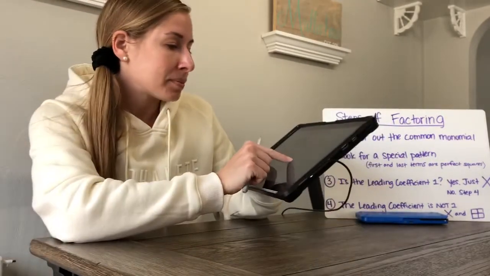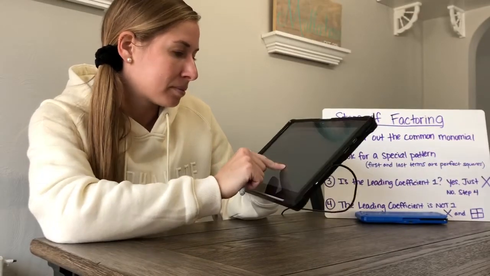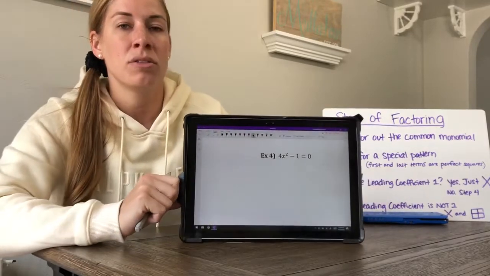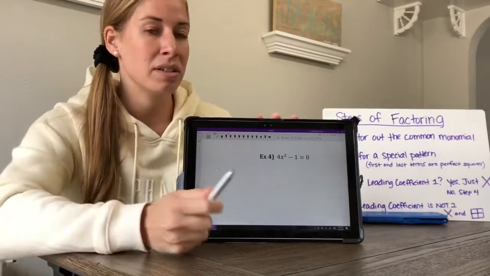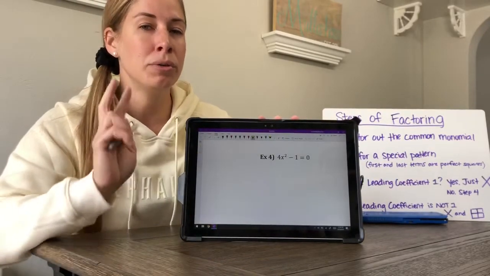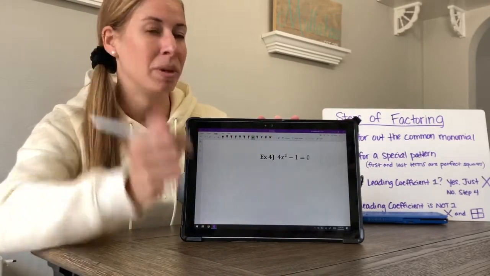All right, number 4. 4x squared minus 1 equals 0. So this one should look a little different. Step 1, is there a common monomial, 4x squared minus 1? No, there are only 2 terms, so that should kind of be a light bulb in your head.